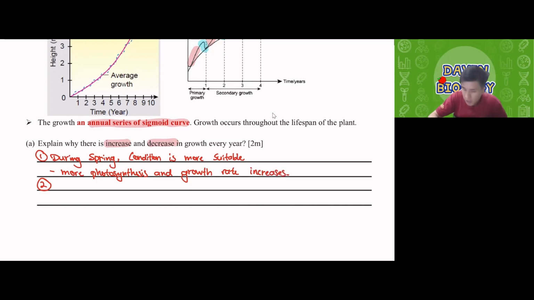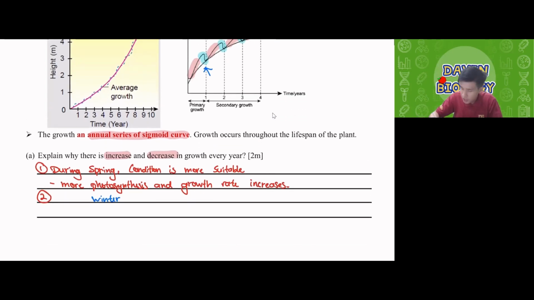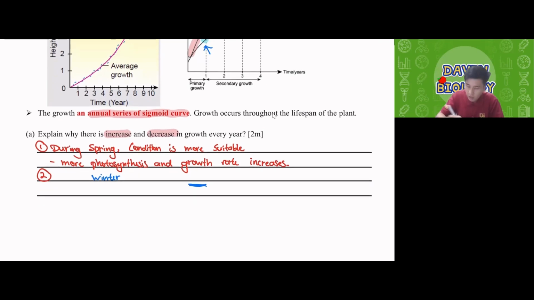And then the second one, can you write yourself? So here we can use the word winter now. This one is literally at the year end, so it's definitely winter. And opposite of condition is how? Less of. Photosynthesis also less, growth rate decreases.